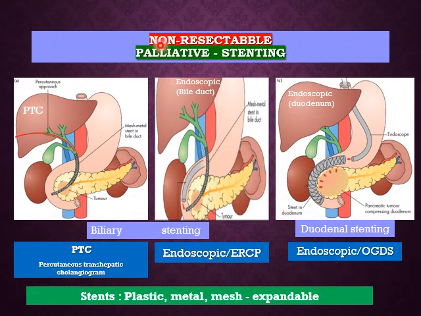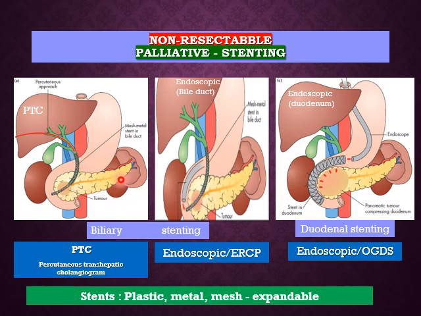Okay, now we come to the non-resectable pancreatic cancers, where only palliation is possible. The most commonly used palliative technique is stenting of either the bile ducts or the duodenum, whichever is obstructed by the tumor. Okay, the first case, which is more common, is the obstruction of the bile duct by a growth in the head of the pancreas here.